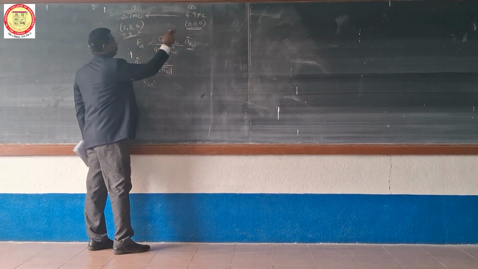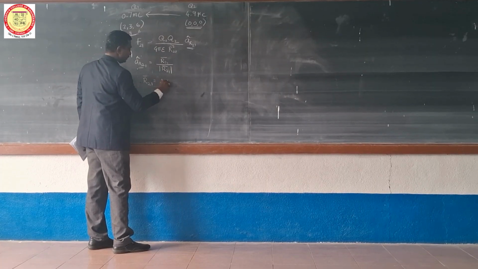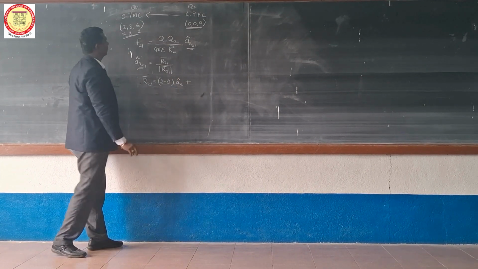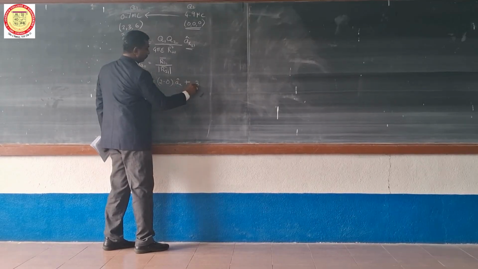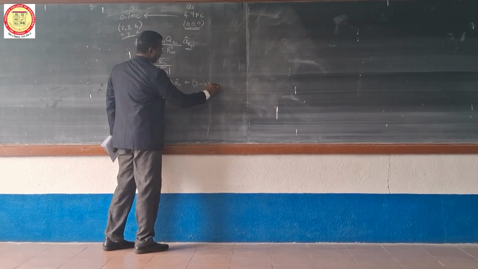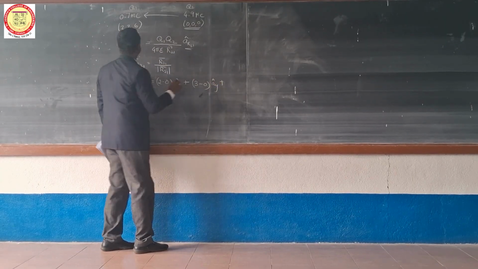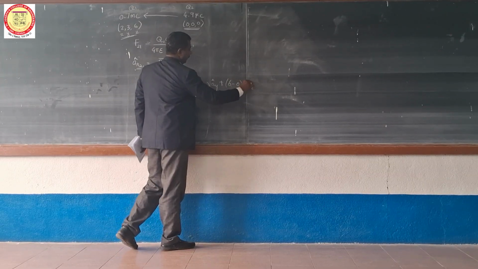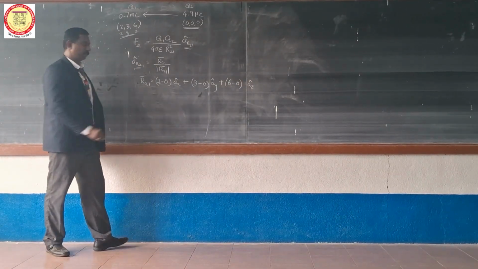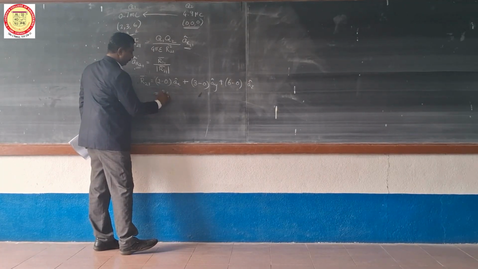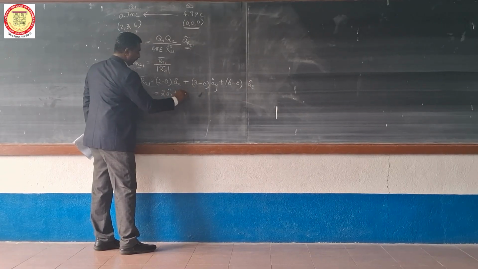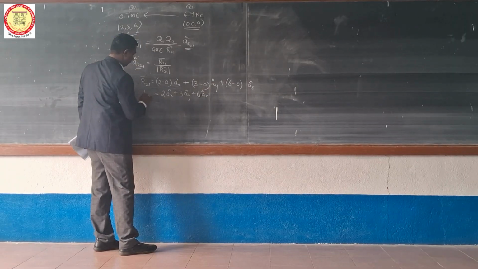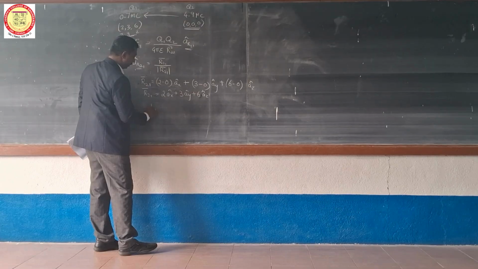So in x2, here x is 0. So 2 minus 0 ax cap plus 3 minus 0 ay cap and 6 minus 0 az. So the final answer will be 2ax plus 3ay plus 6az. This is the vector. How to find the modulus of this vector?